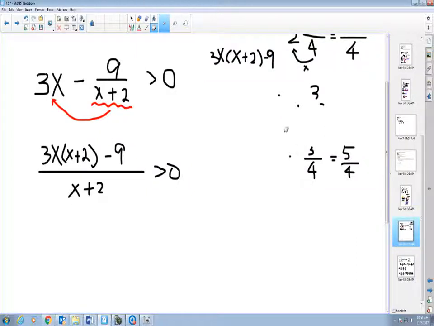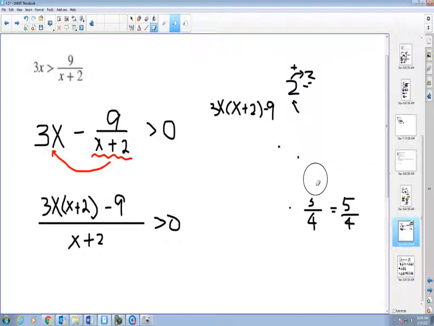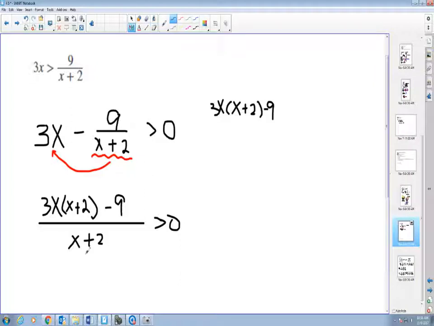Okay, so I'm going to simplify my numerator a little bit and see if anything can be factored and reduced where you will cancel out with my denominator. 3x times x is 3x squared. 3x times positive 2 is positive 6x. And I still need to minus 9.